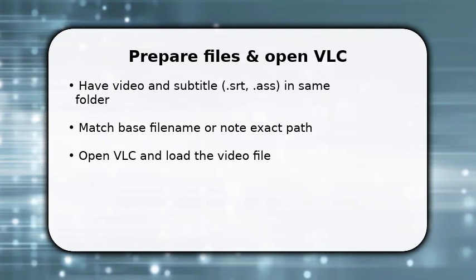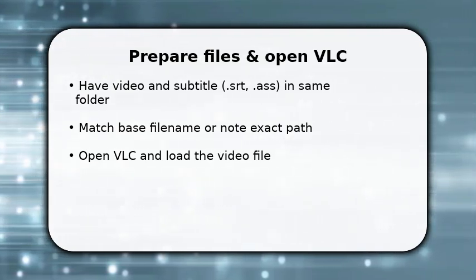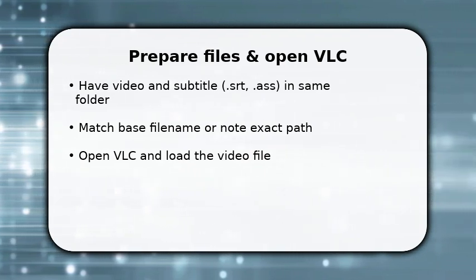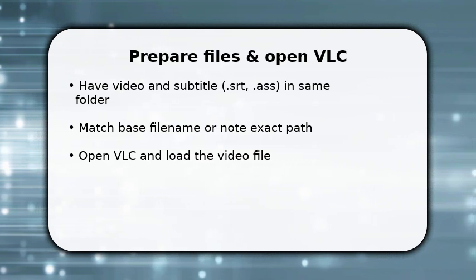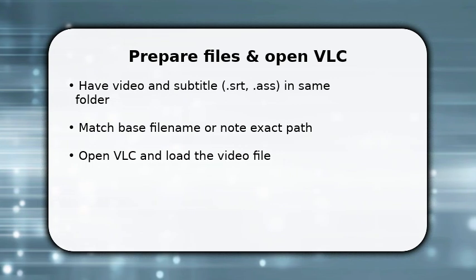You start by getting your files ready. Place the SRT or ASS file next to the video or remember its folder. Once the video is open in VLC, you'll want to confirm the file name or path so VLC can auto-load it. Otherwise, you'll add it manually.